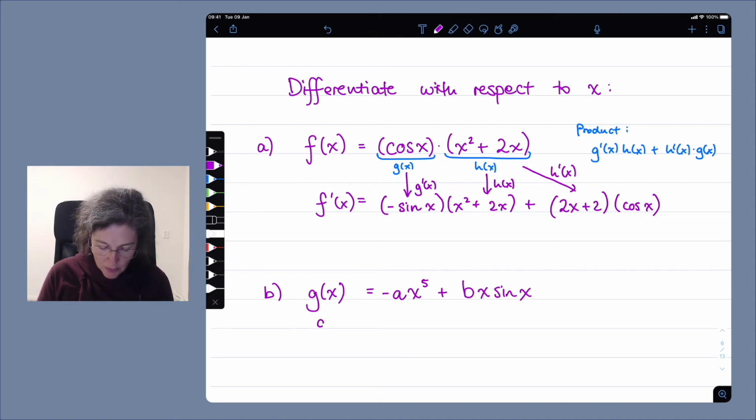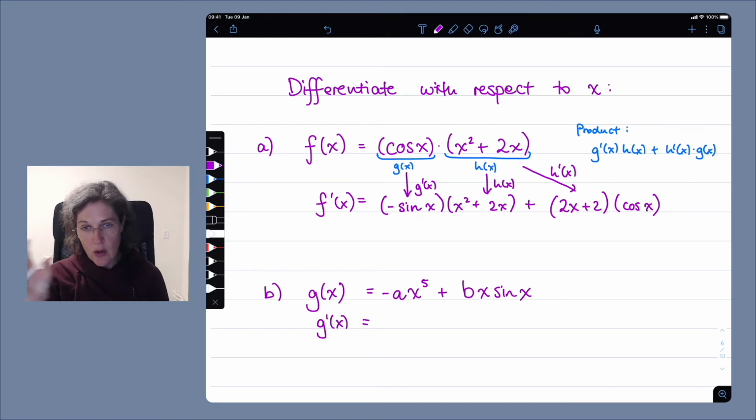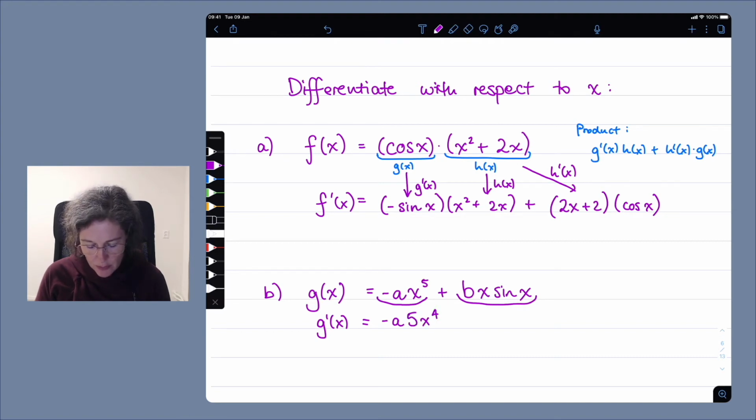If I want the derivative g prime of x, the first thing to notice is that overall I've got a sum. So I'm going to write down the derivative of this first term plus the derivative of this second term. Okay, so here we go. Now I know that my variable here is x, so I know that my a's are constant. So I've just got minus a times x to the 5. So I use my constant rule to say this is going to be minus a times the derivative of x to the 5, which is 5x to the 4.